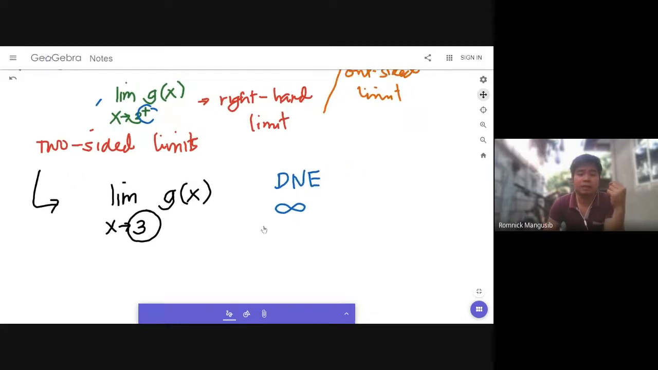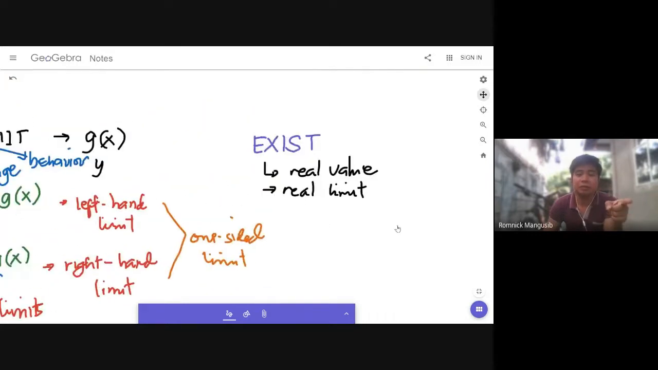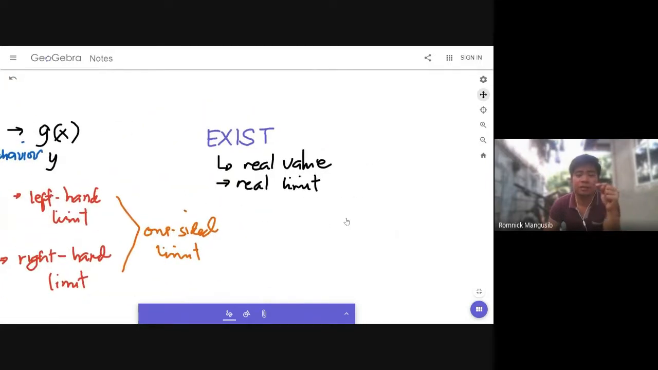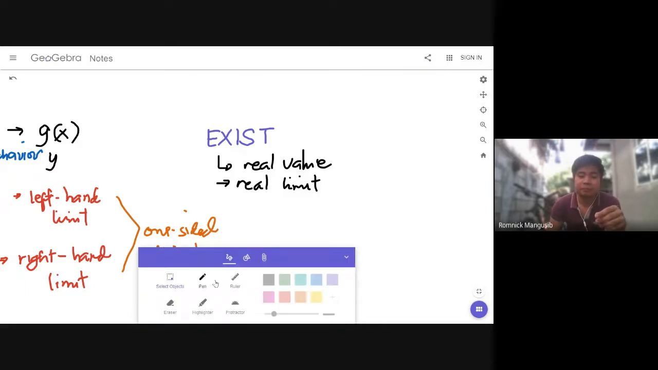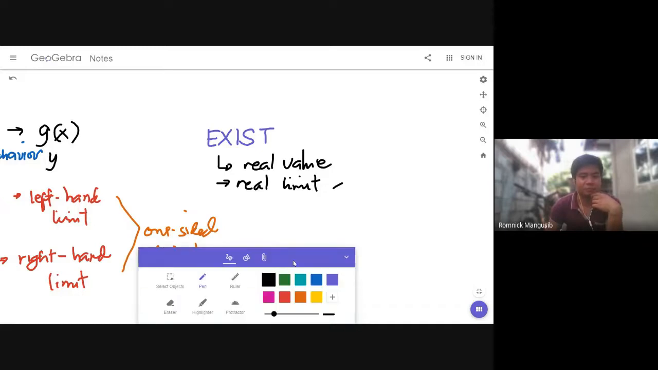Now, when do we say that the limit does not exist or the limit exists? The first thing you need to do is to go back to the term exists. So exists in calculus term, it means there's a real value and there's a real limit. So ang ibig sabihin nito, ang lalabas na sagot ay dapat isang real number, sabi niya. So kapag hindi siya real number, yun na yung sinasabi natin, it does not exist.